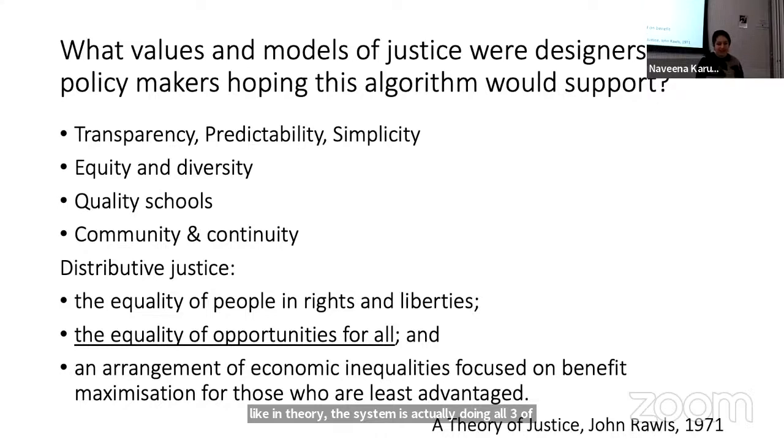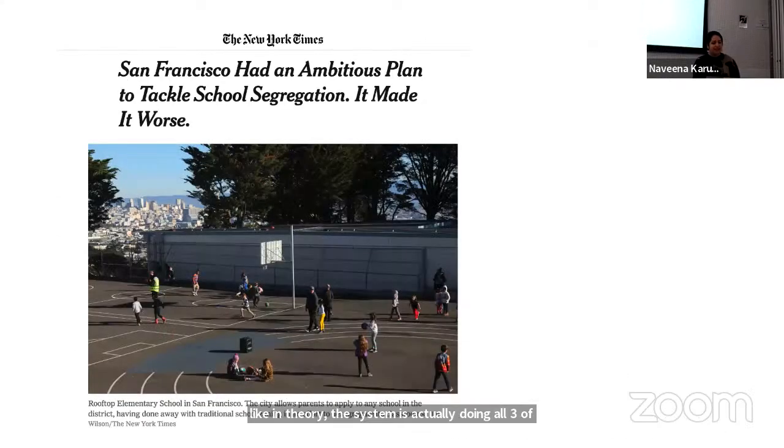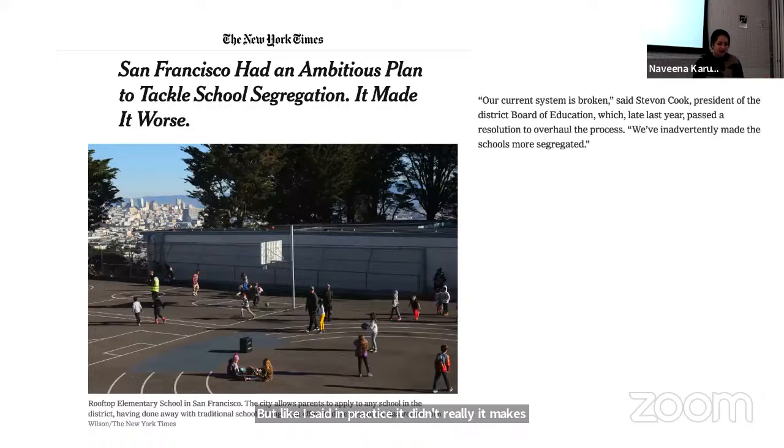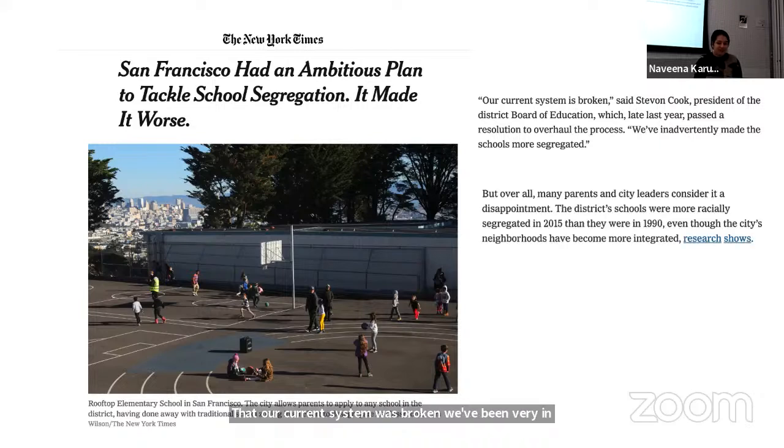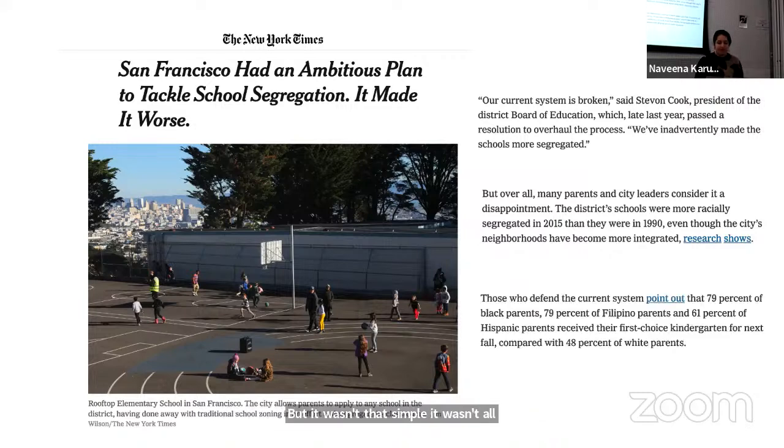But like I said, in practice, it didn't really. It made segregation much worse. And so the president of the District Board of Education said, around a decade after the system was in place, that our current system was broken. We've inadvertently made the schools more segregated. But it wasn't that simple. It wasn't all bad. The schools were getting more racially segregated while the neighborhoods were getting more racially integrated.